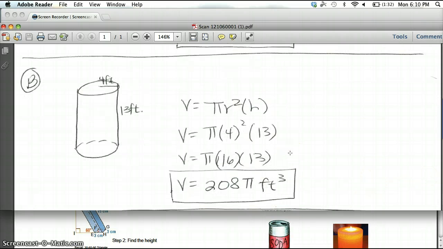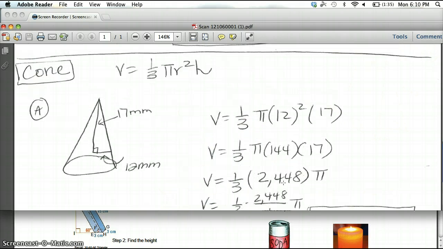Let's look at example B. The volume of our cylinder is pi radius squared times height. Now, the radius is 4, so our volume is pi, 4 squared, times our height. 4 squared is 16, so the volume is pi times 16 times 13. So our volume is 16 times 13, which gives us 208 pi feet cubed.